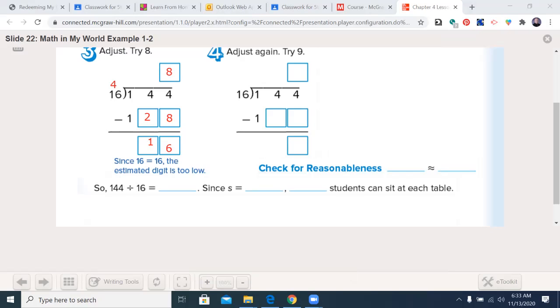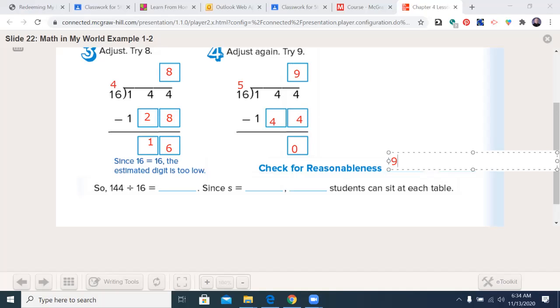Is 16 less than 16? No, it is definitely equal to. So that's not going to work. So let's try one more. Let's try 9. 9 times 6 is 54. I put a 4. I'll put the 5 up here. 9 times 1 is 9, plus 5 is 14. I get a 0. Is 0 less than 16? Yes. So we checked for reasonableness.